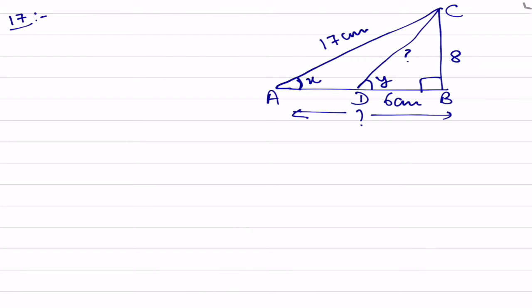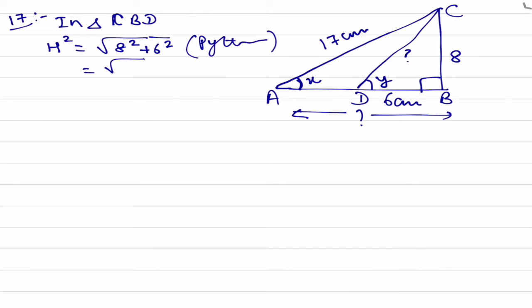So in triangle BCD we will find out hypotenuse, that is 8 square plus 6 square by Pythagoras theorem. Square root of 100 is 10. So this hypotenuse, meaning DC, is 10 centimeter.